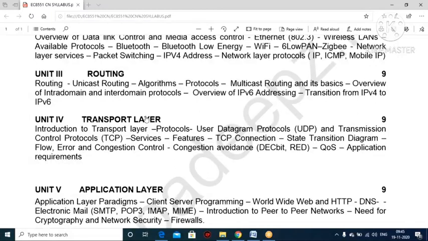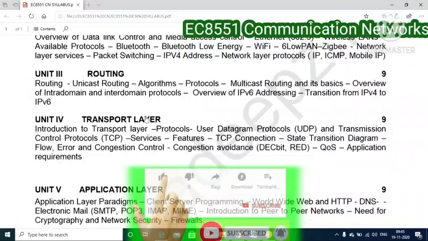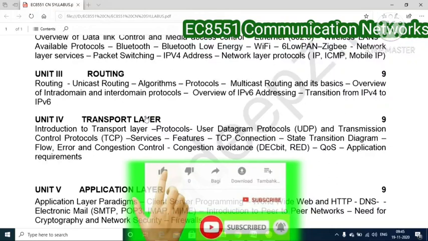Friends, today in this lecture, we are going to discuss important possible multiple choice questions under the unit of communication network, that is unit 3 and unit 4. Unit 3 topic is routing, unit 4 is transport layer. So unit 3, that is routing.